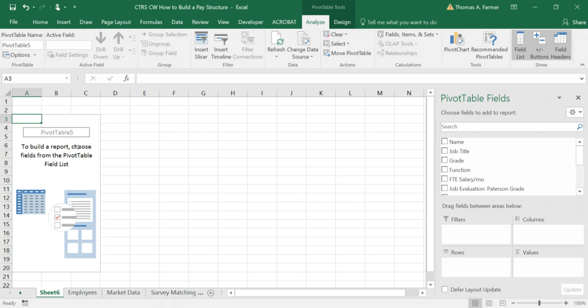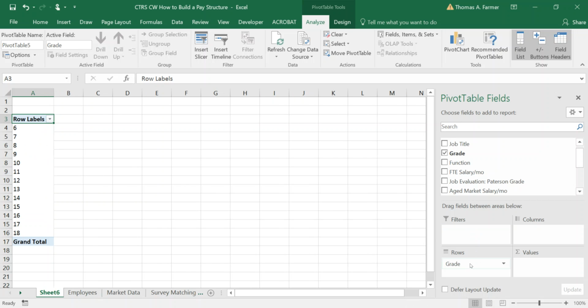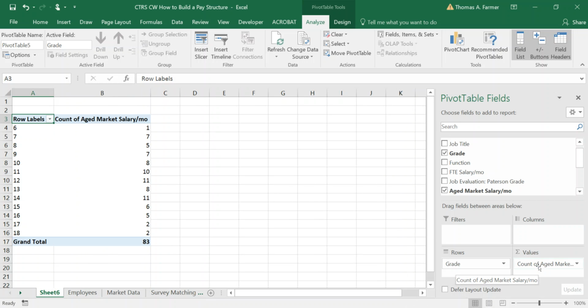I have to tell the pivot table what I want in the pivot table. So I go over here to the field list. I want grade, because every grade needs a midpoint and a salary range. So I need grade, and then I need the market data, which is right here, the aged market salary. So I put it down here under the values.